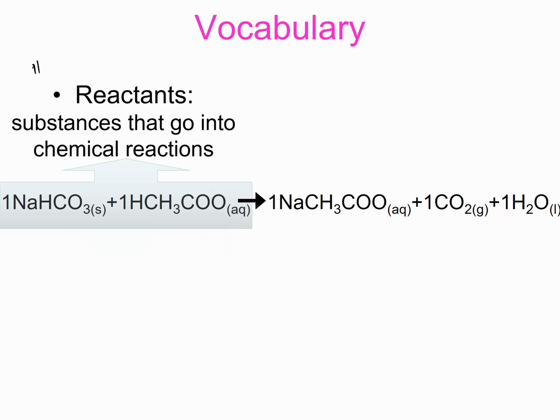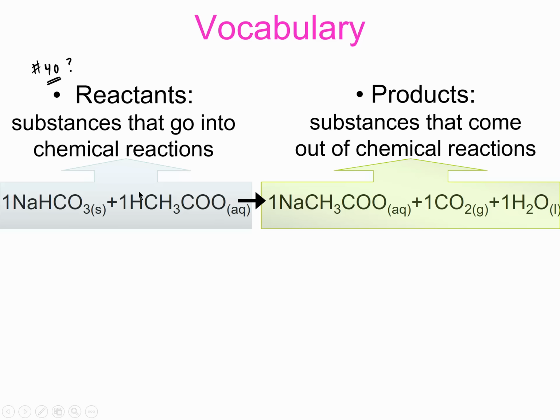So this is possibly 40. You'll have to double check in your notebook. So these over here are the reactants. These are the substances that go into chemical reactions. And then on the right side of the arrow, they're separated by this arrow, these are, of course, the products. So this is kind of like a before, and then we have the arrow, and then after. And the whole thing from left to right represents the progress of the reaction.